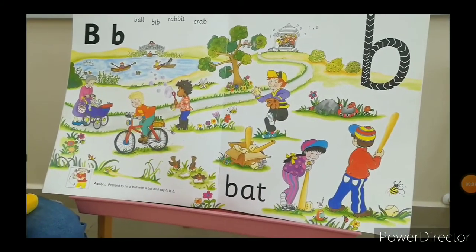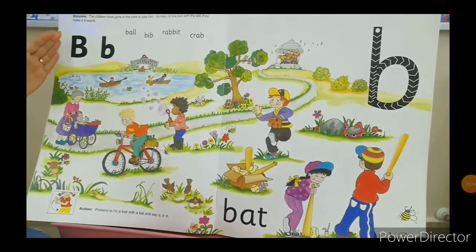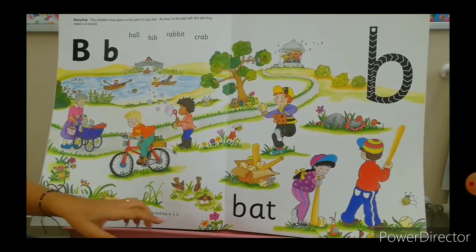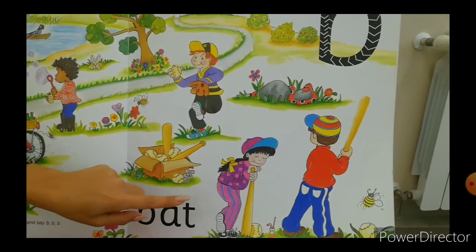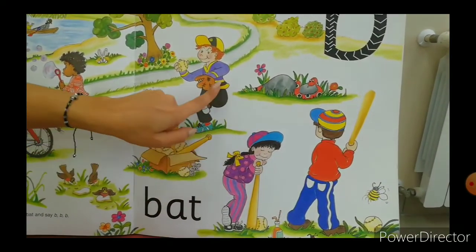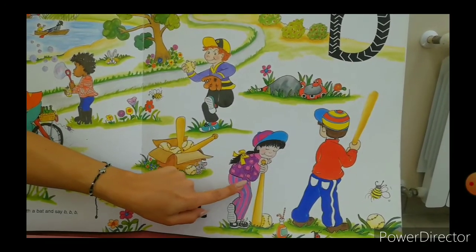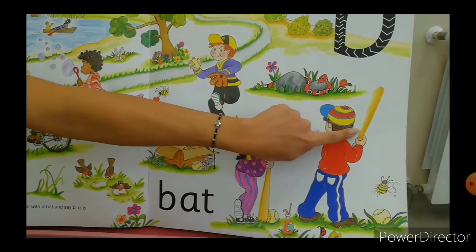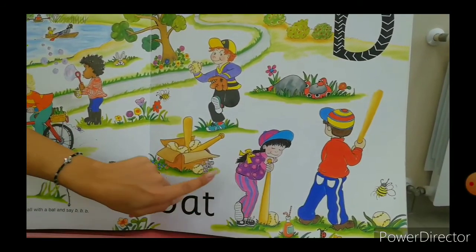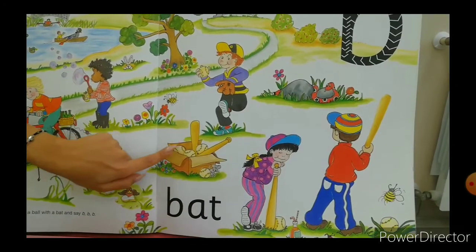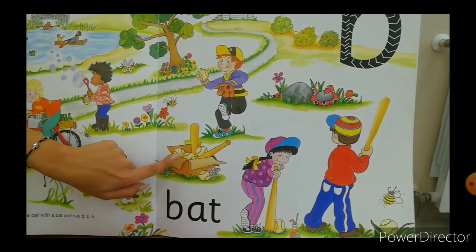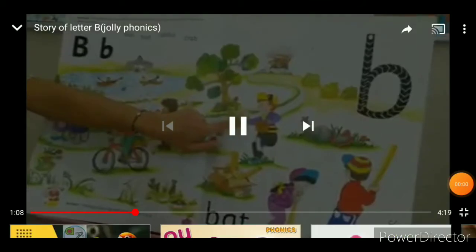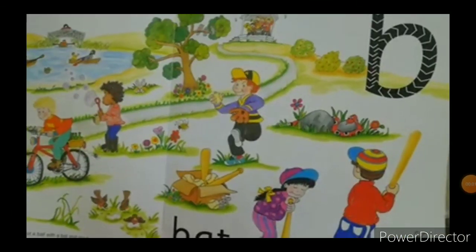Decided to go to the park to enjoy a beautiful sunny day. They want to play baseball. Look, the boys and their friend the girl are playing baseball. They have a bat in their hands, and next to them there is a bat box full of baseball balls and bats. All begin with sound B.